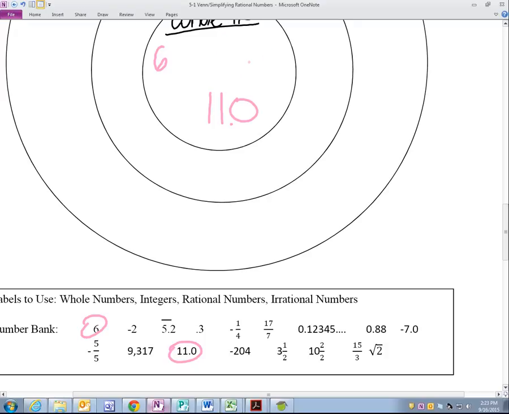What else do we have? Yes? 15/3, yep, because that's just a funky way of saying 5. 17/7 is not a whole number, no, because that's like 2.4, no, 2.5. Mm-hmm. Yes?